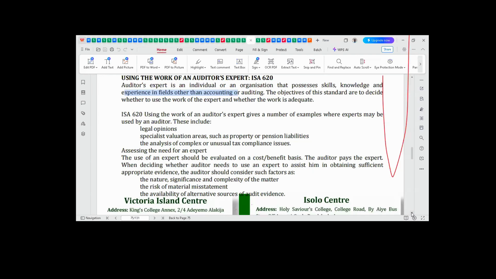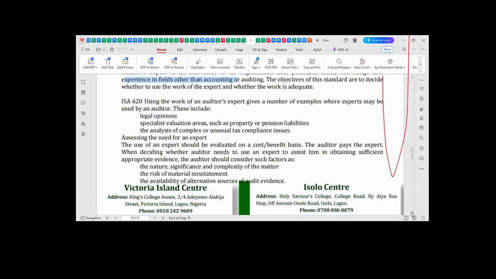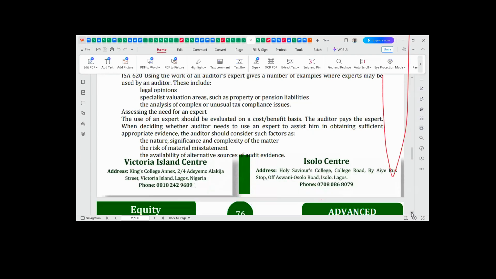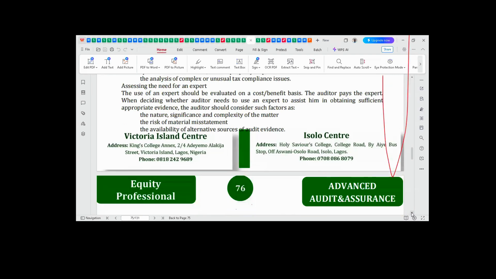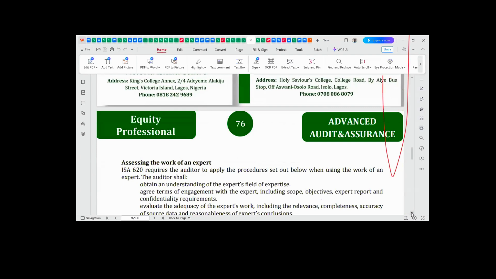refinery project. Then, what is the risk of material misstatement? Is the risk high? That is the risk that the expert will commit a material misstatement that will impact the financial statements. The auditor will need to look at it. These are the things that will warrant whether the auditor will need an expert or not, and whether there are other alternative sources that the auditor can use in place of the expert. Those are the things the auditor will need to consider when trying to appoint an auditor's expert.